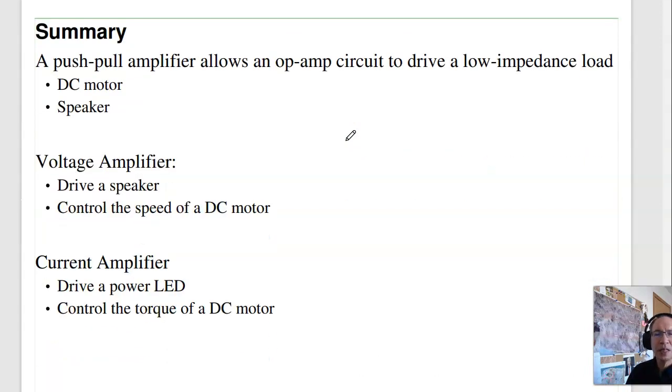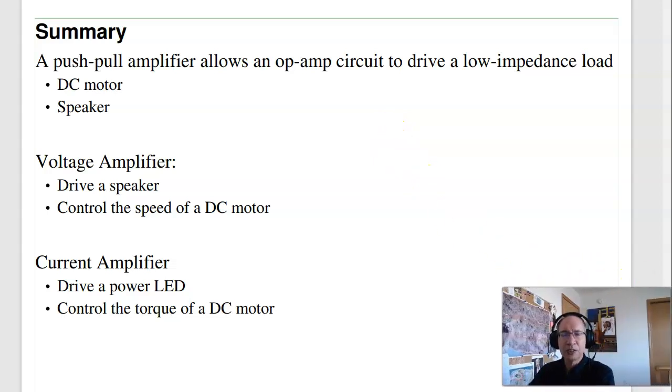So in summary, a push-pull amplifier allows an op-amp circuit to drive a low impedance load, such as a DC motor or a speaker. You can operate it as a voltage amplifier and use that to drive a speaker or control the speed of a motor. I could use it as a current amplifier and use that to drive an LED or apply torque to a motor. Basically an all-around useful circuit. What's nice about the push-pull amplifier is it's cheap. For $1, I can turn my wimpy op-amp into an op-amp capable of 3 amps. And that's lecture number 3 for ECE 321 Analog Electronics.